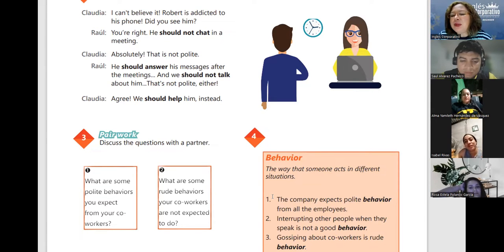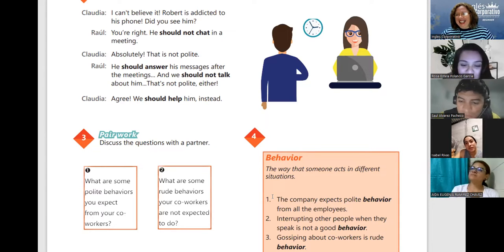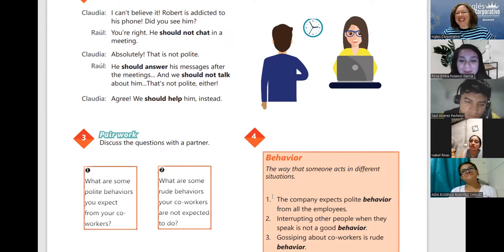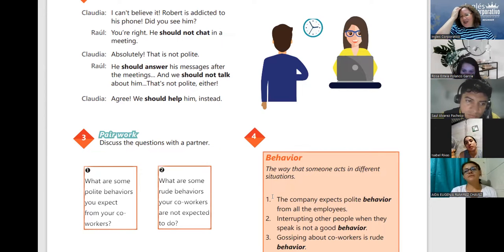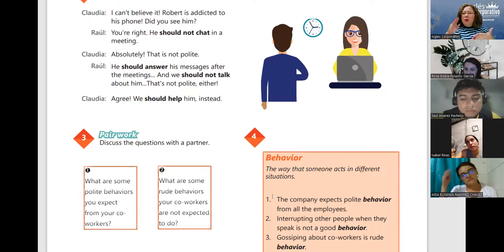Very good. Okay, Rosa, please read number two. Interrupting other people when they speak is not a good behavior. All right, very good. So I didn't want to interrupt you. And usually I don't interrupt you when you are reading. I wait till you finish because I feel kind of rude when I am correcting you word by word, right? I wait till you finish and then I correct, okay?